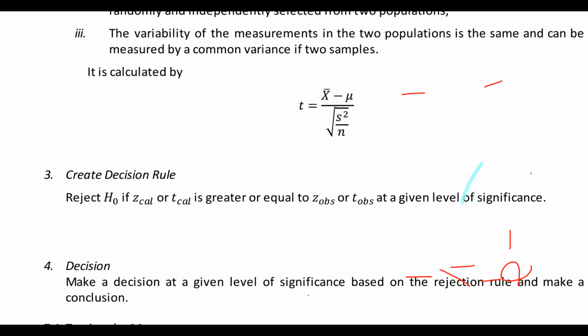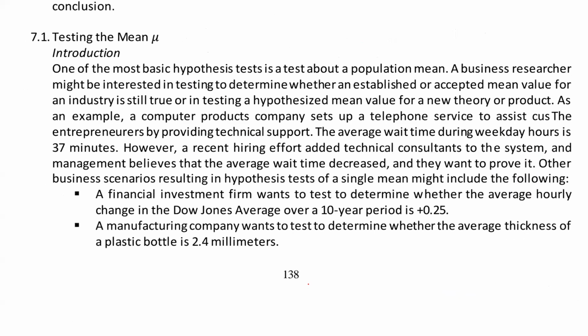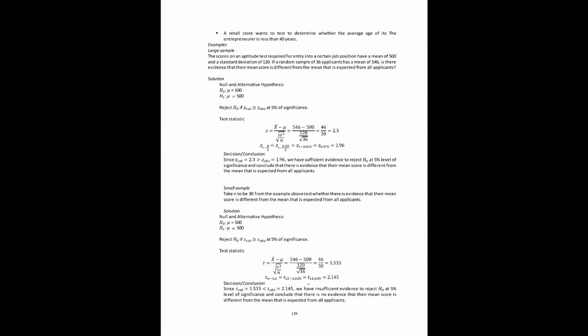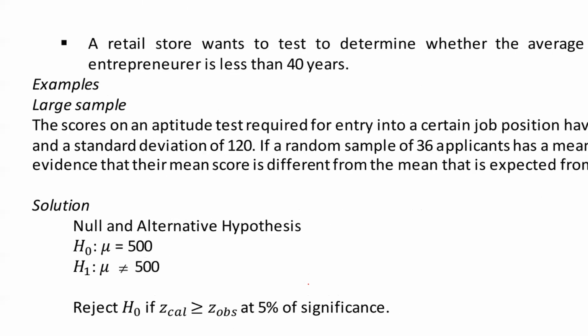So you always reject the null hypothesis once you find that the calculated Z is greater than that particular value that you're given. And you'll see that in the example that we are just about to do. So that's basically how you make decisions. Let's quickly do an example. An example will do better.